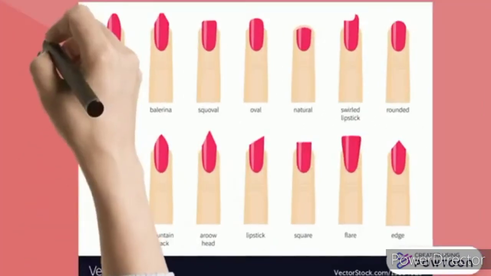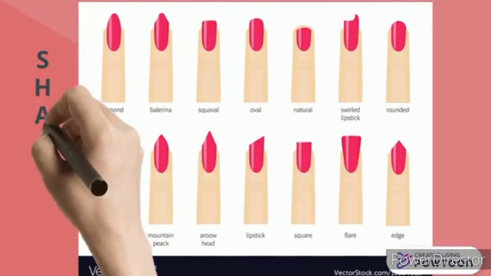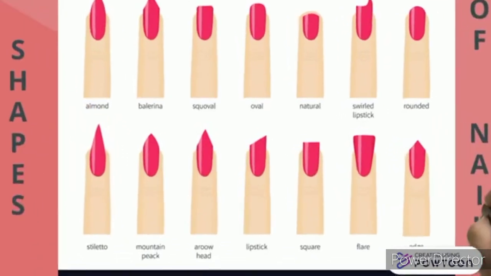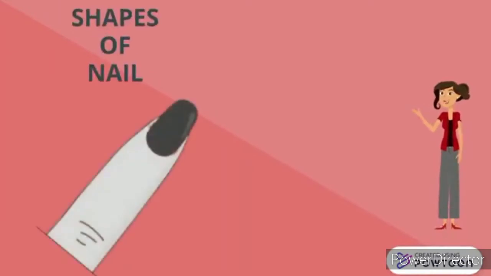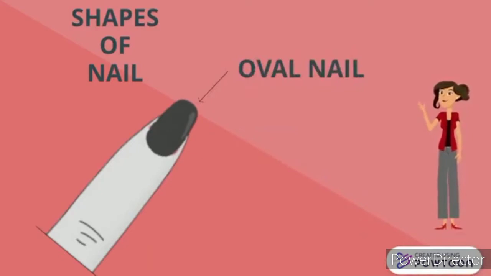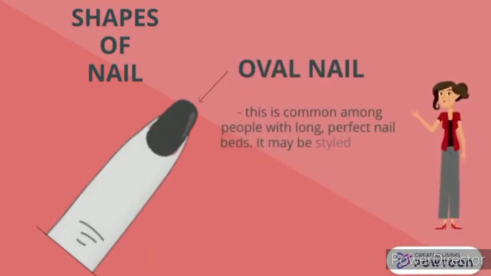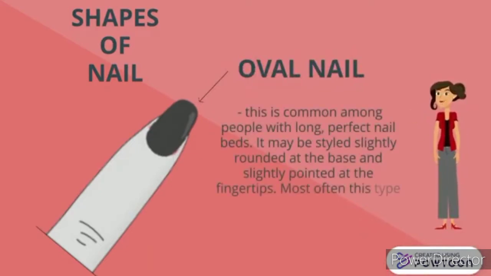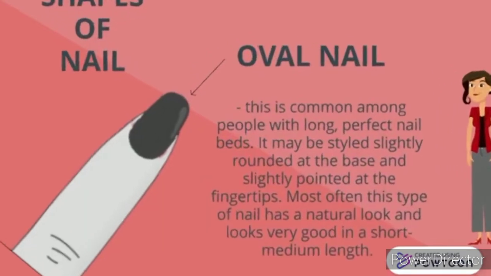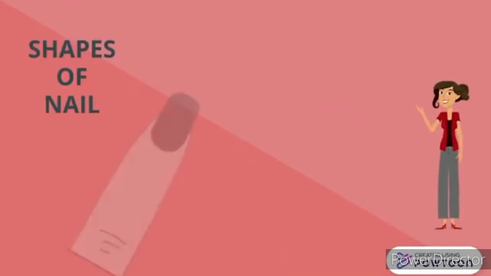Next topic is the shapes of nail. So the shape of nail conforms to the fingertips of one individual. First shape is oval nails. When we say oval nail, this is common among people with long, perfect nail beds. It may be styled slightly rounded at the base and slightly pointed at the fingertips. Most often, this type of nail has a natural look and looks very good in a short medium length. Another is squaval nail, the most universally flattering nail shape.